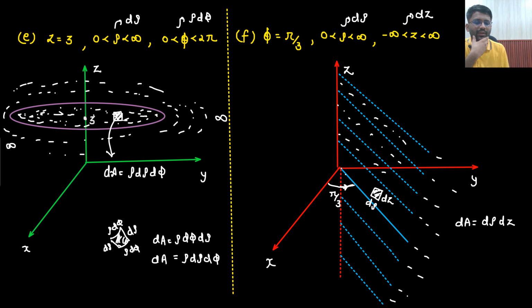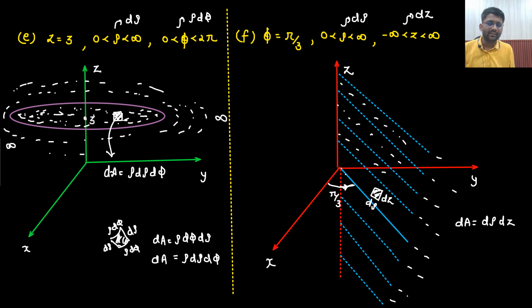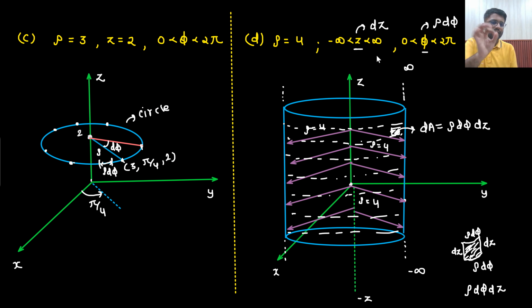Crystal clear? Okay. Now we will study the spherical coordinate system after that, but let's solve one more problem. Rho is also varying, phi is also varying, z is also varying. What do you think you will get? You will get a solid cylinder. Just think about this structure. Here z was varying, phi was varying. Now rho is also varying, from 0 to infinity.